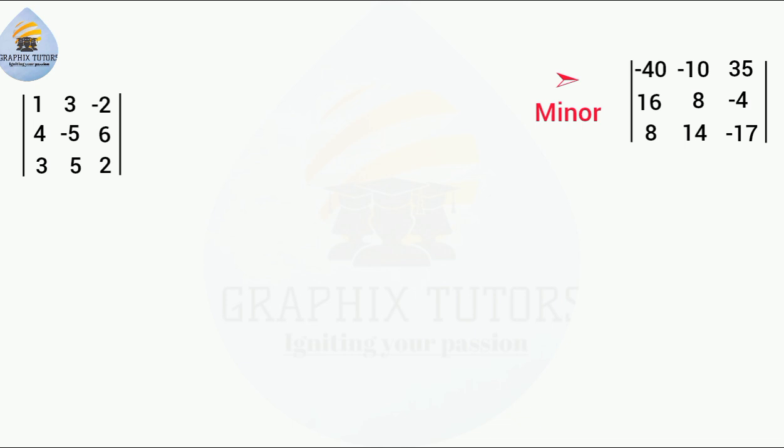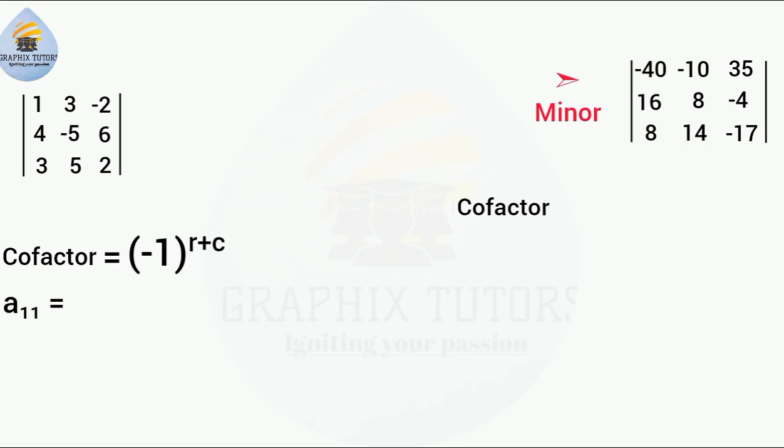Now for us to look for the cofactor, what you should simply do is use the formula: -1 raised to the power of the row plus the column. So if I'm considering A11, it will be -1 raised to the power 1 plus 1, and that is even, so it gives you 1 no matter what.